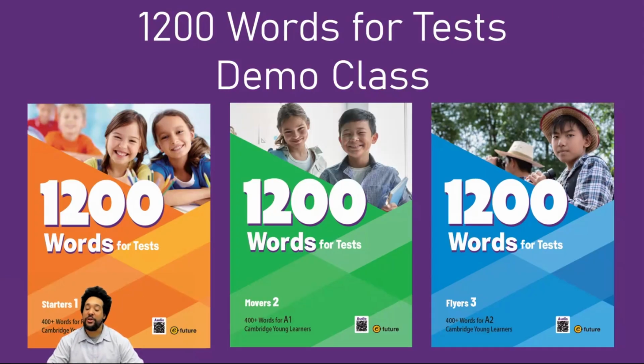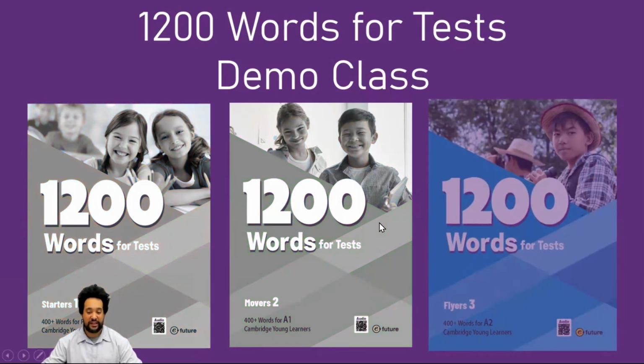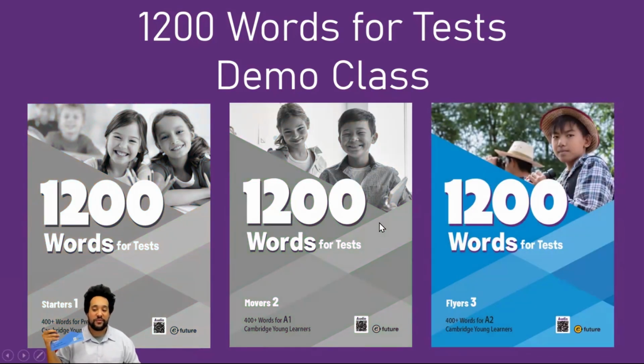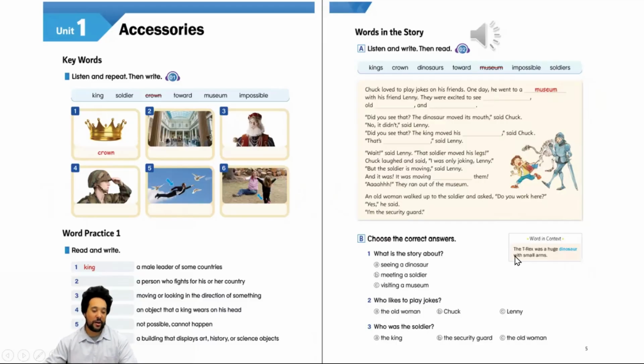We are going to be working with 1,200 words for tests. Today we'll be looking at Flyers 3. So please go ahead and take out your Flyers 3 1,200 words for tests textbook today, and open up to page 4 because we are going to work with Unit 1.